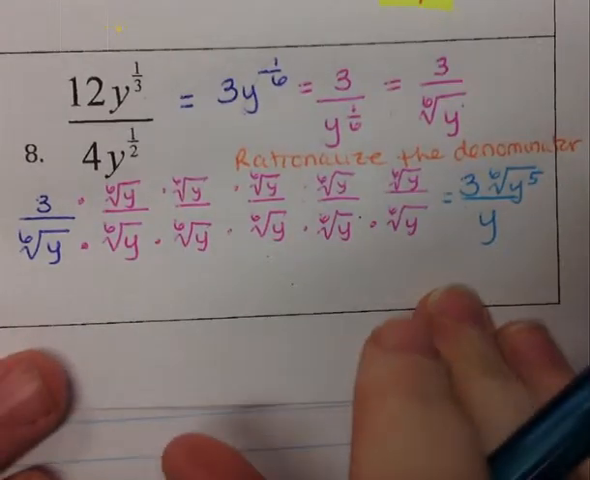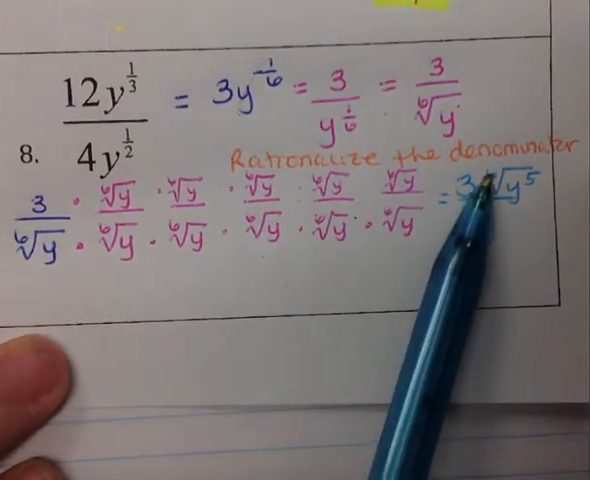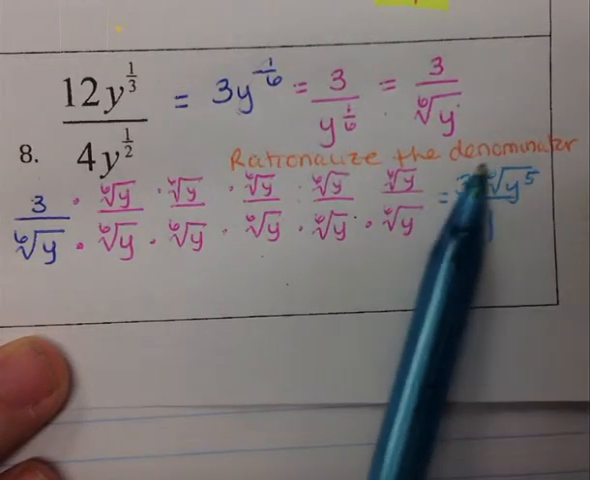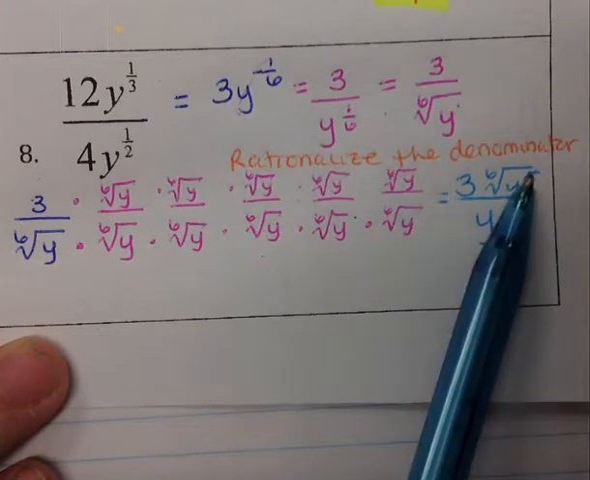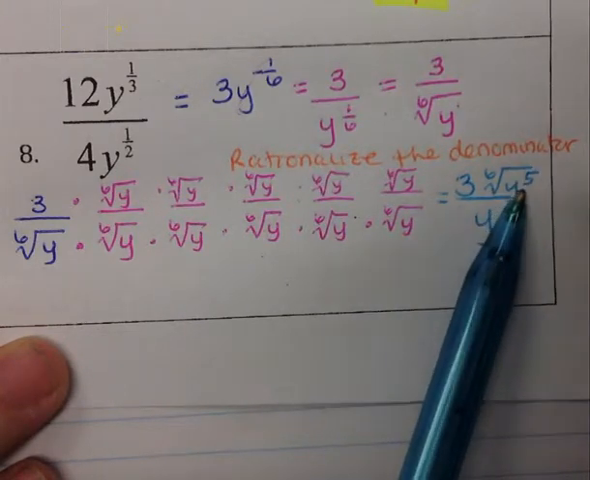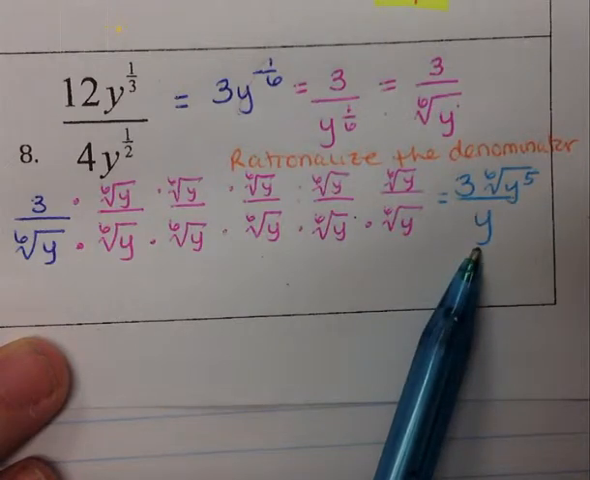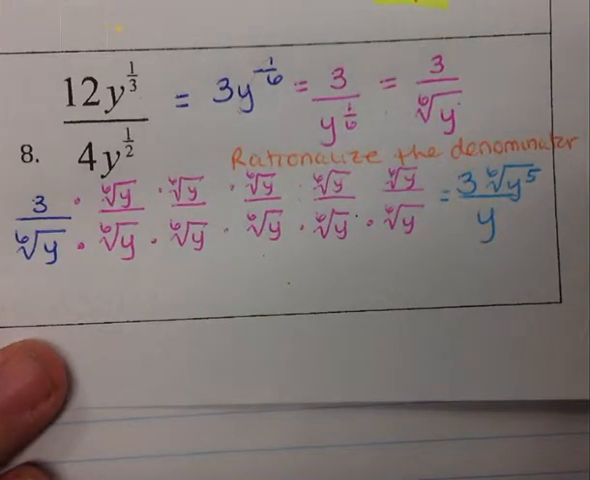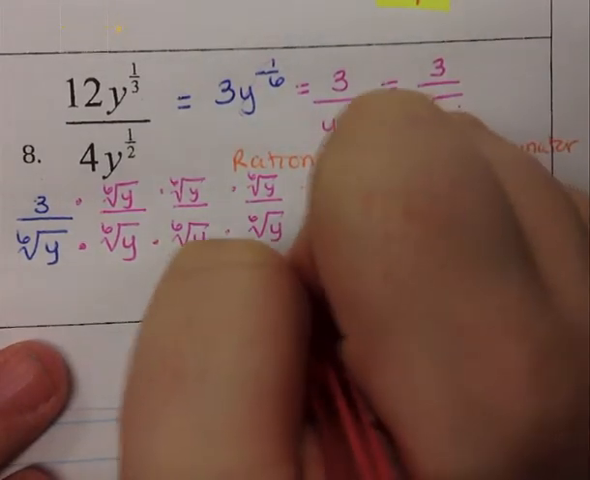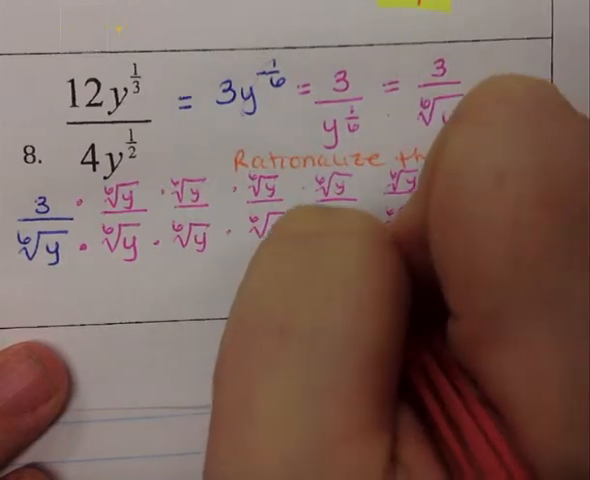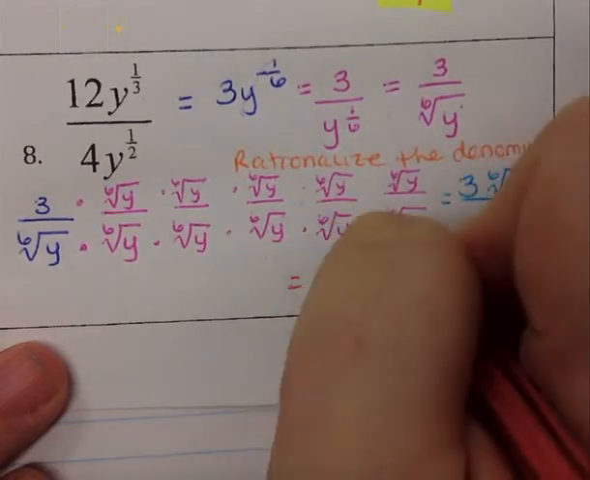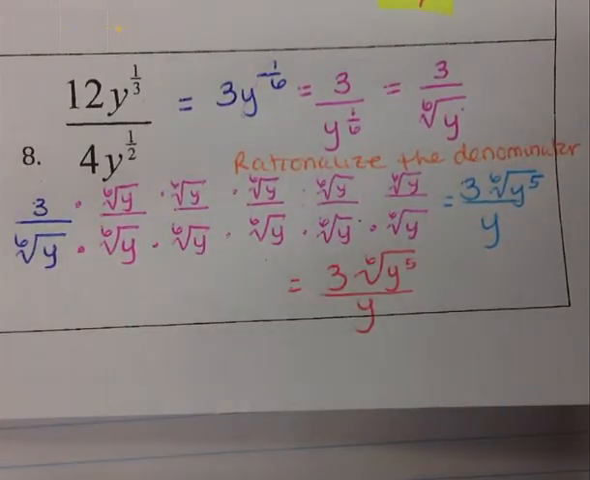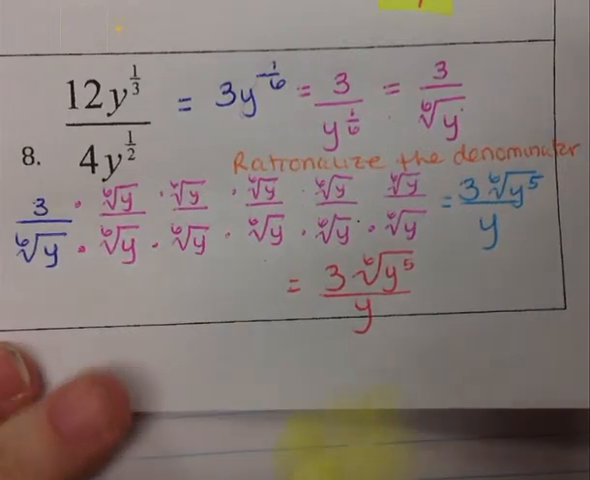So let's see if any of this will simplify. 6 is our index. It is bigger than our exponent. That means that we will not be able to simplify this further. The y's cannot do anything because this is a radicand. This is a coefficient. Then the coefficients 3 and y will not simplify. So that means our final answer is 3 times the sixth root of y to the fifth, and all of that over just y.